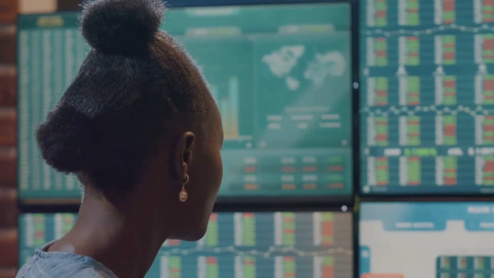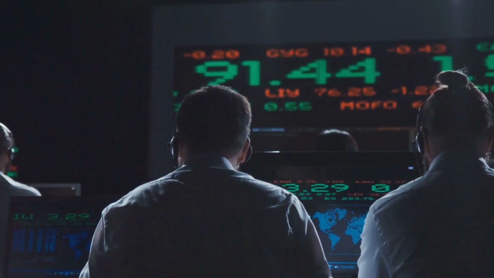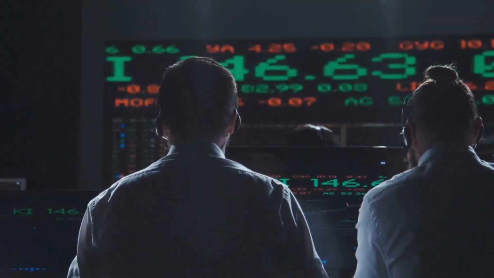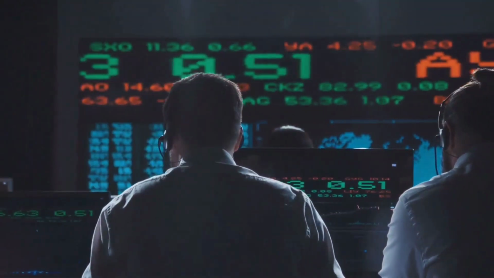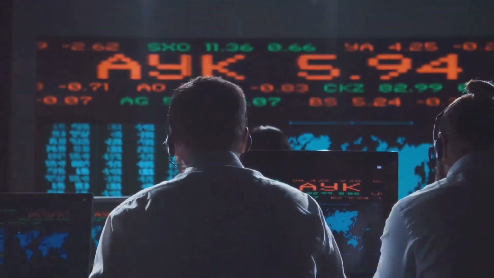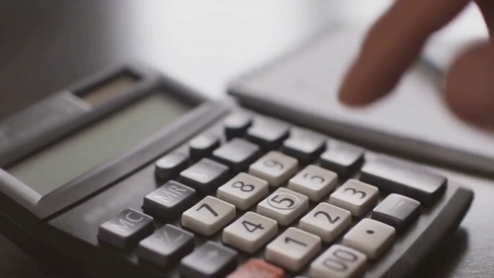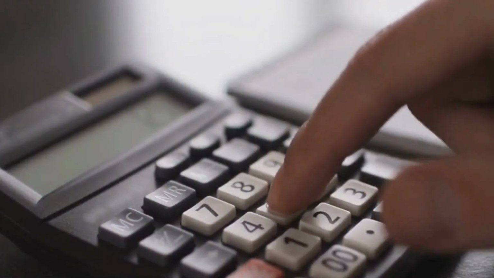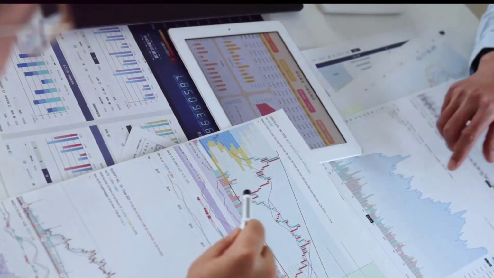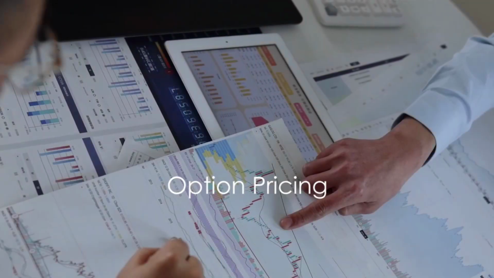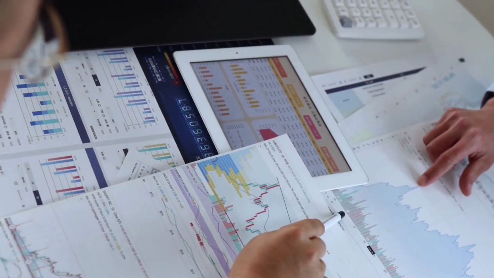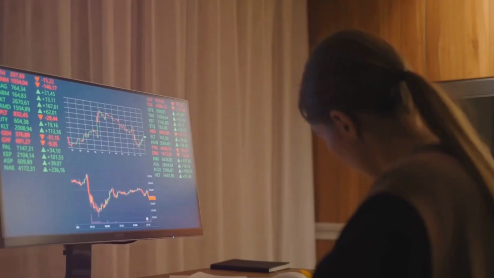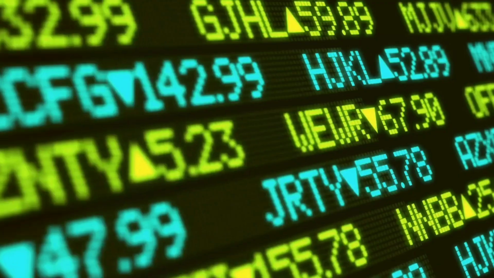So in essence, call options can be profitable if the underlying asset's price increases, while put options can be profitable if the asset's price decreases. It's all about predicting market movements and managing your risks. With these options in your trading arsenal, you're well on your way. But what about option pricing? How do we determine the value of an option? Option pricing might seem complex, but once you understand the concepts of intrinsic and extrinsic values, it becomes a whole lot clearer. Let's take a moment to delve deeper into these terms.